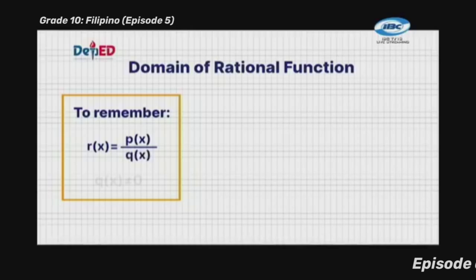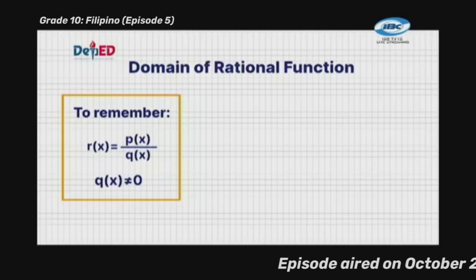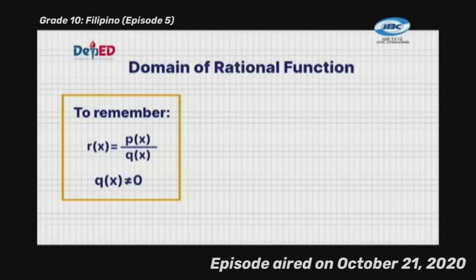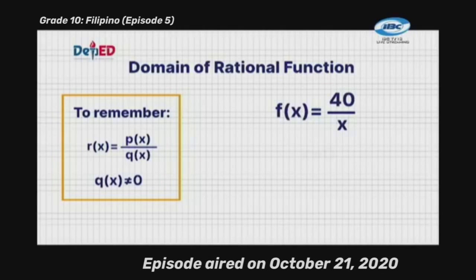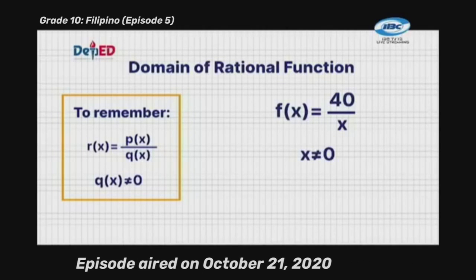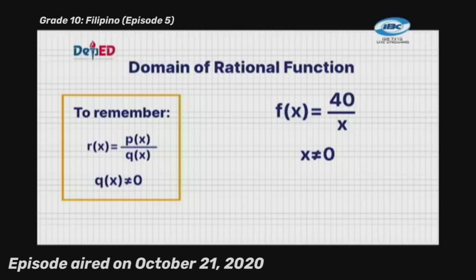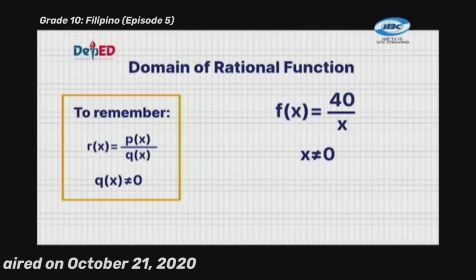You did great! We were able to represent a situation using a function, which is also an equation. We also represented it using a table of values and a graph. Let's now check the domain and the range of our function f of x equals 40 over x.